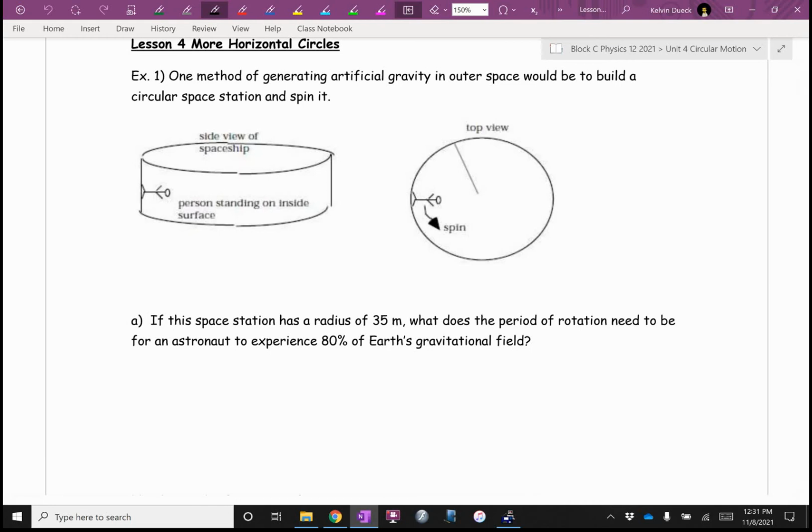What symbol do I use for period? Okay, capital T. So I already know I'm going to be using the 4 pi squared r over t squared version. All right. Any suggestions on how I might want to start out? Really? I think a free body diagram. I could use either of these pictures. I think I'll use the top view.